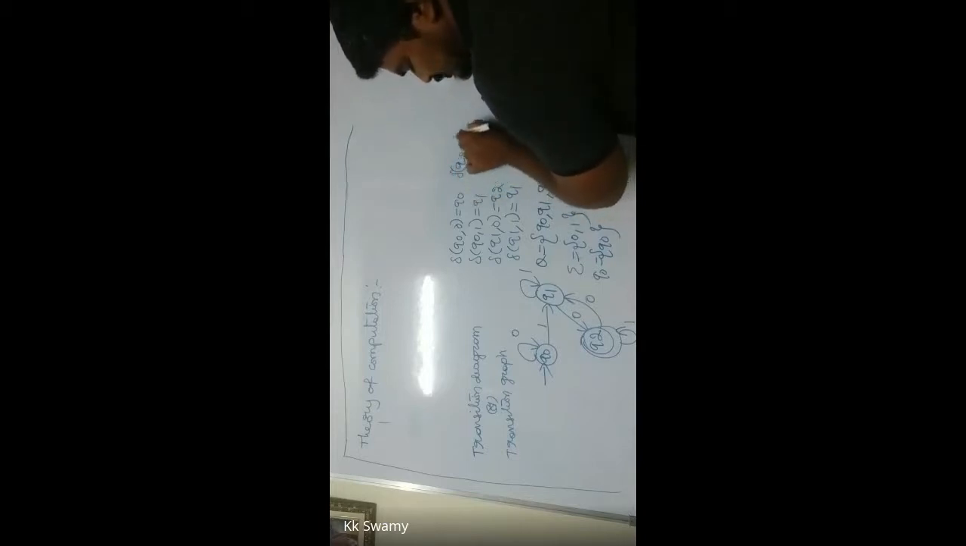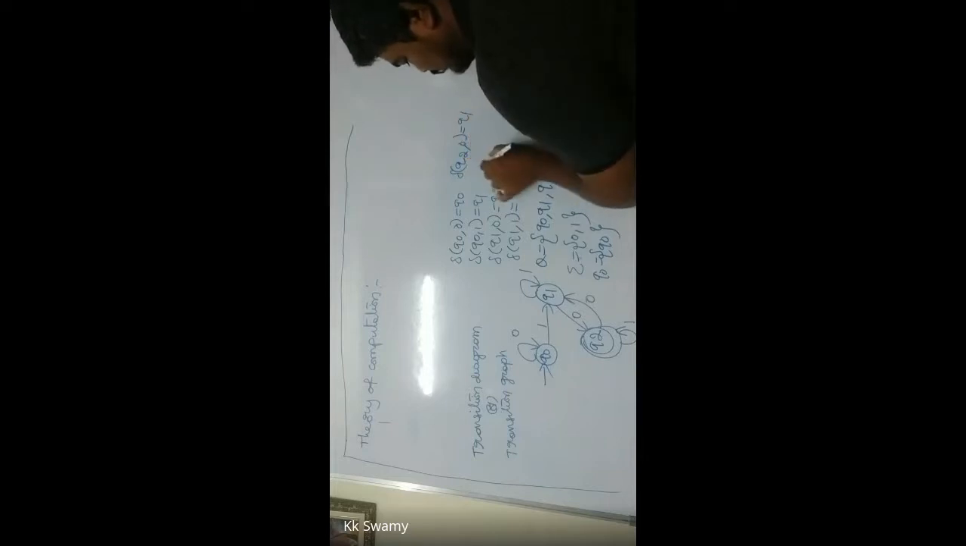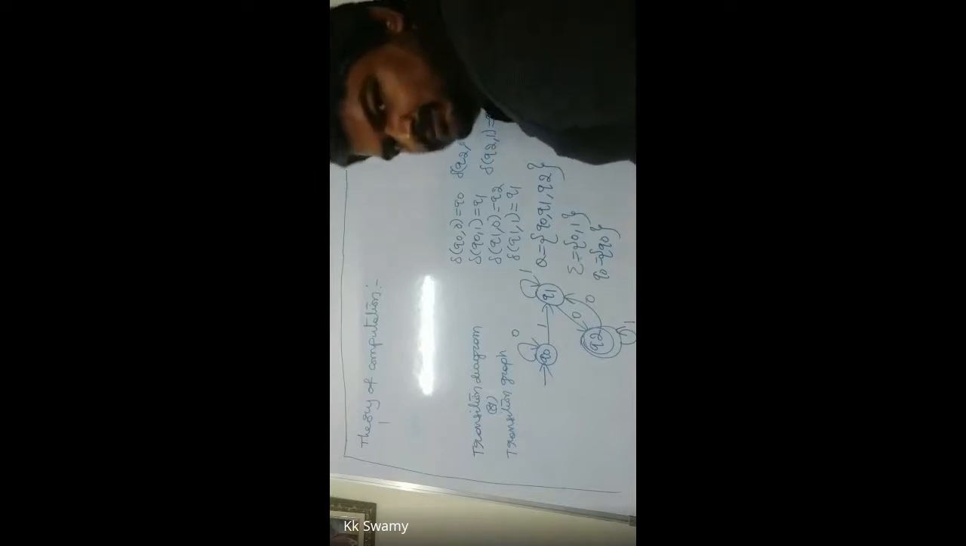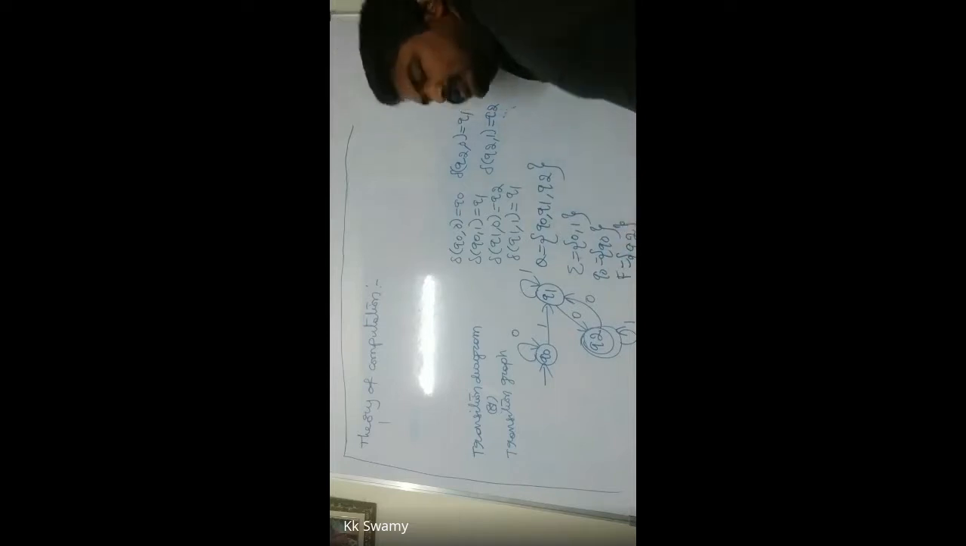Delta of Q2,0 is Q1. Delta of Q2,1 equals Q2 only. So delta of Q2,0 is Q1 and Q2,1 is Q2. And what about the final state here? The final state is F equal to the double circle, that is called Q2. This is called the final state.